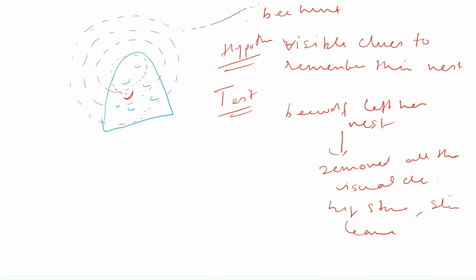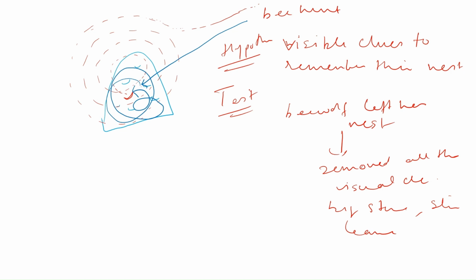Now when the bee wolf returned to her nest, because the visual clues were removed, he observed that the bee wolf took some time to find her nest. Earlier, what he observed was that the bee wolf was very accurate in finding her nest. She was directly hitting her nest. But this time he observed that she was roaming here and there, and on some random trial and error basis, she landed on her nest. So it proved that bee wolves are using visual clues to remember their nest.